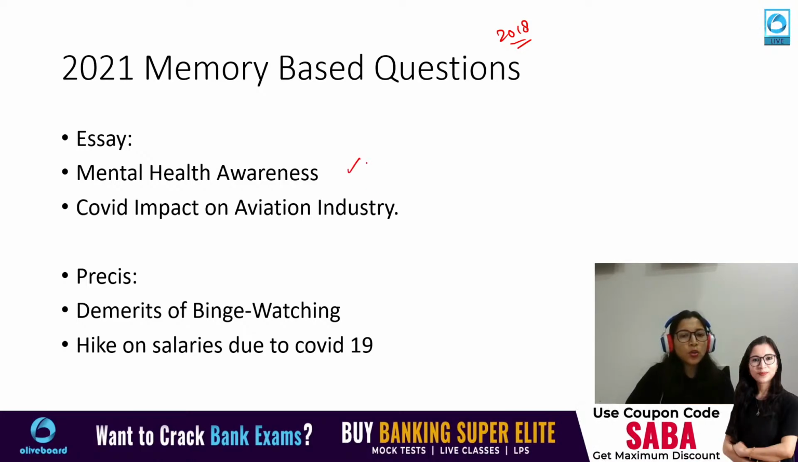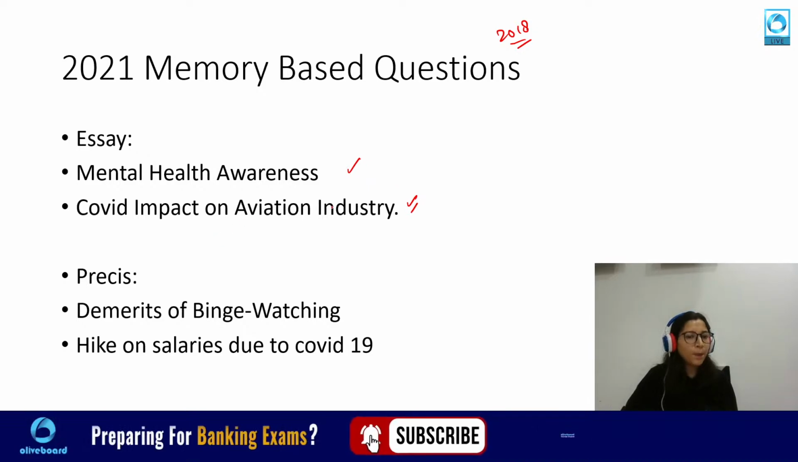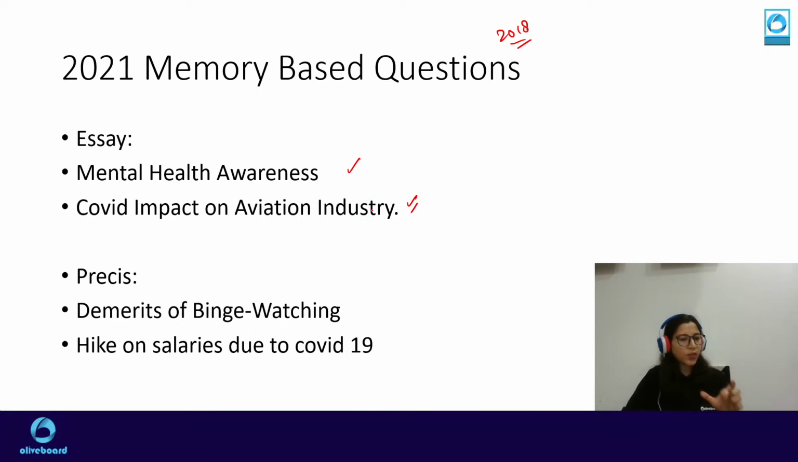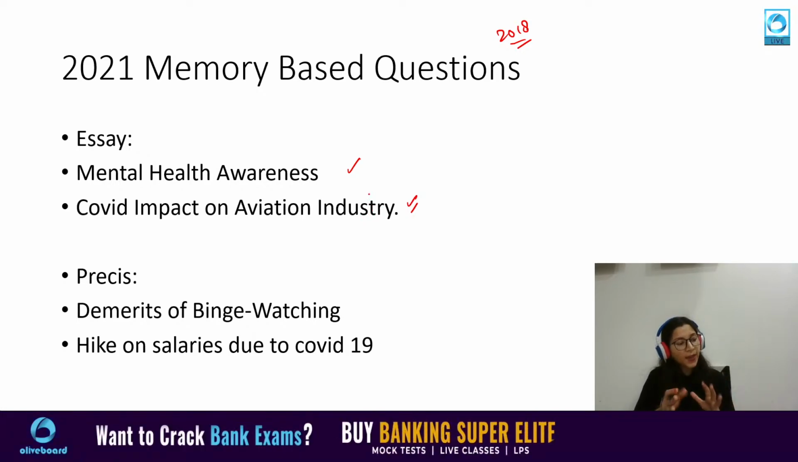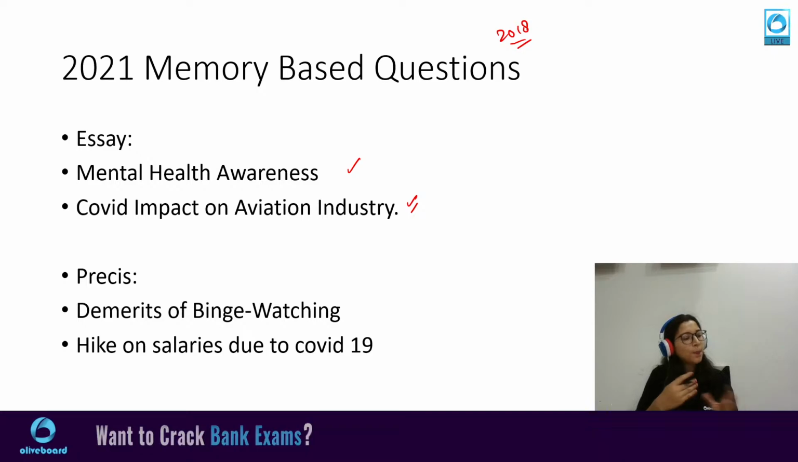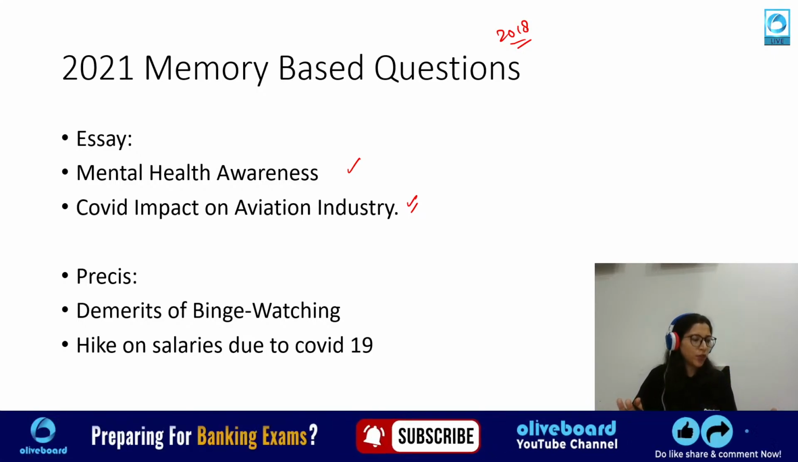So these were the two topics of essay for last year 2021. COVID impact on aviation industry. Since COVID was a prominent topic for last year, this question was asked. This time also you can expect one question based on COVID. Not the same, see, direct COVID they will never ask you. So its impact on economy or on the Indian economy, anything can be asked in your examination.